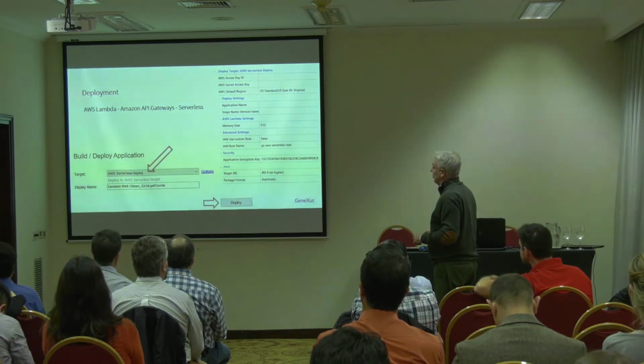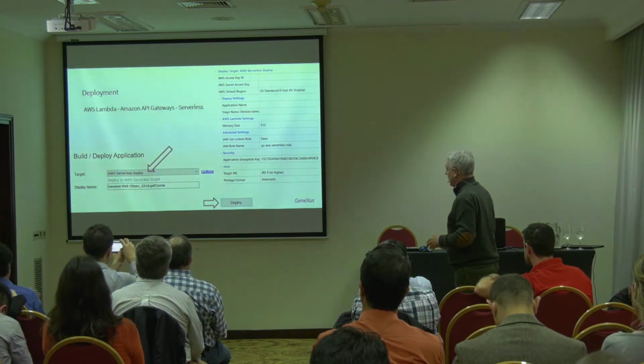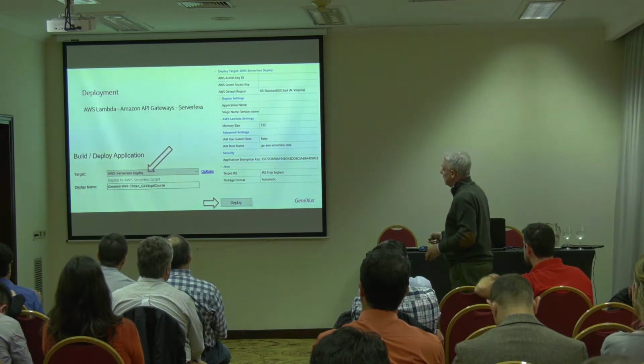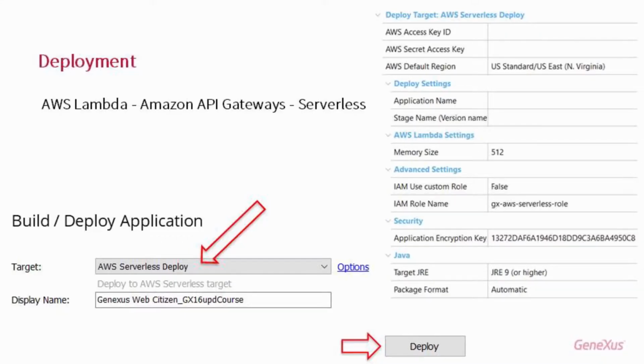Now, how do we use all this from GeneXus? Well, through Build, Deploy Application, and what we said here, Amazon Web Services Serverless Deploy, and we configure here the key IDs that we may need to have access to the Lambda service that we may have hired. And then when you click on deploy, you will deploy to Amazon Web Services Lambda. In the case of web apps, we have this API.